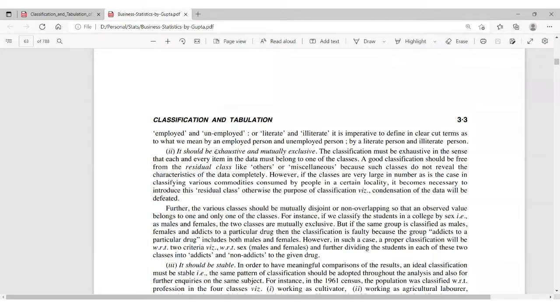It should be exhaustive and mutually exclusive. Classification must be mutually exclusive and exhaustive, in the sense that every item in the data must belong to one of the classes. Each and every item must belong to a class. A good classification should be free from residual classes like others or miscellaneous, because such classes do not reveal the characteristics of the data completely.